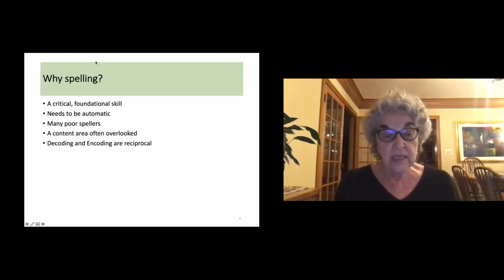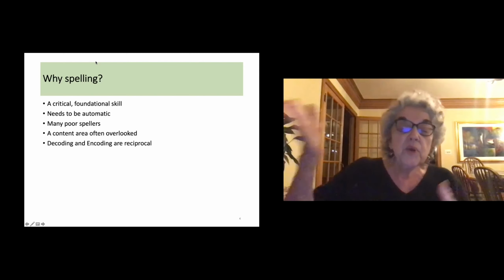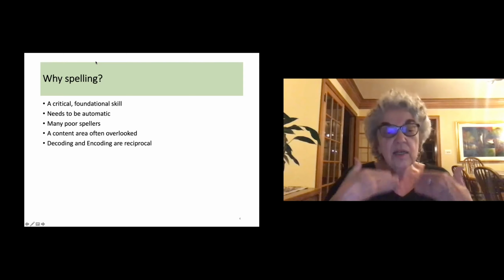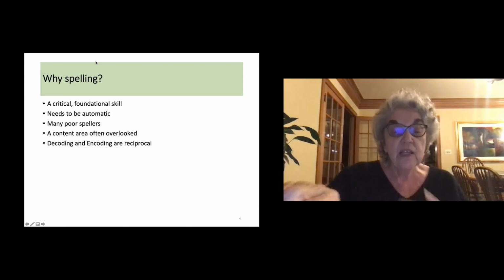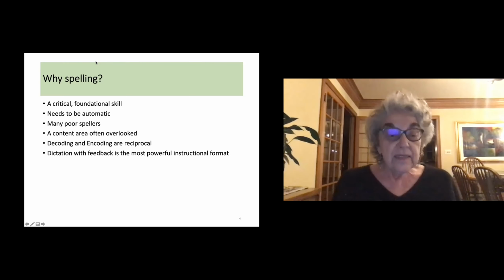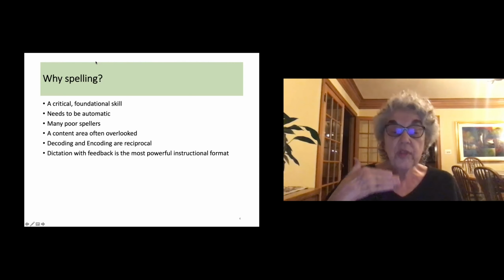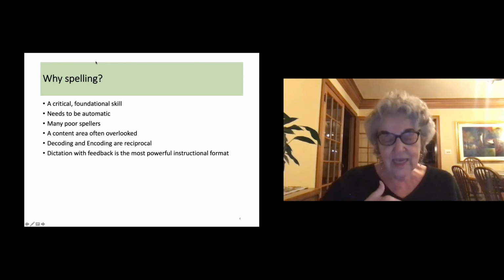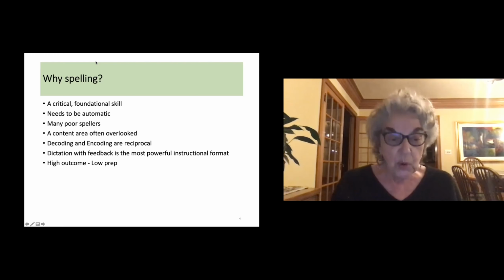And one of the reasons is, if I work on spelling or encoding, I will improve decoding. And so this is one of the ways that we could work on more advanced decoding through the vehicle of spelling or encoding. And the activity that makes the most difference in terms of growth in spelling is very explicit instruction wrapped around dictation. I dictate the word and give you feedback, which we can do through a remote recording.